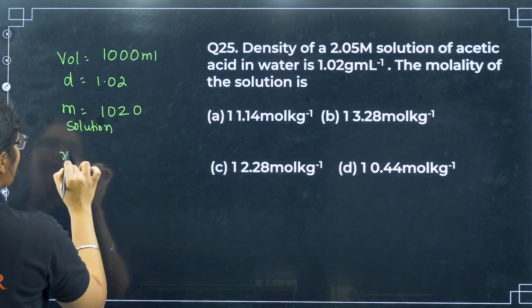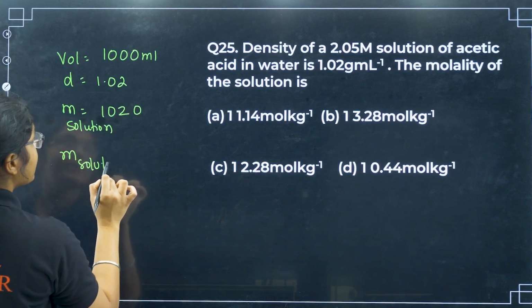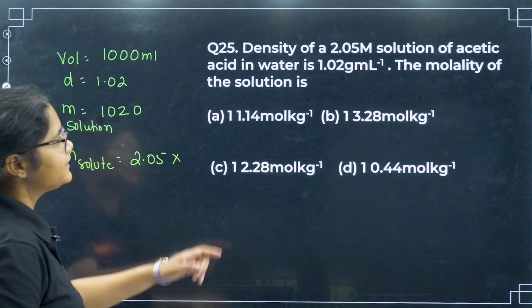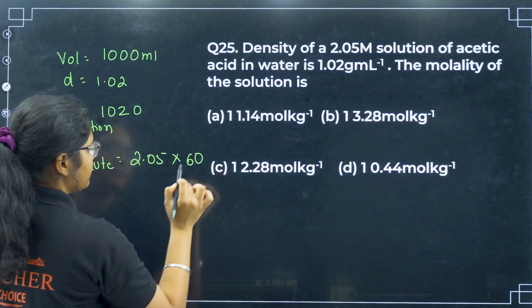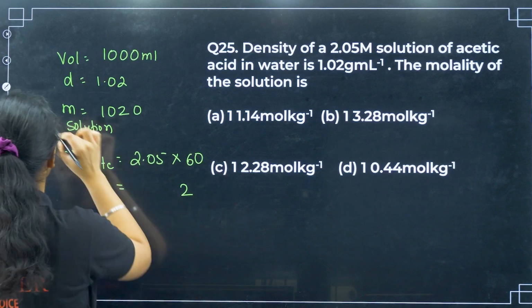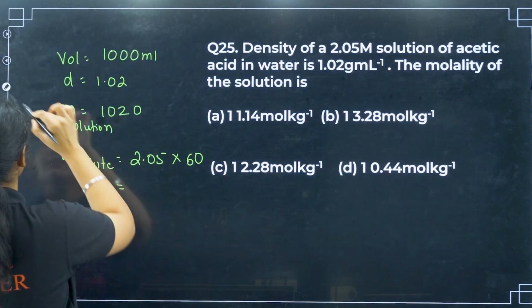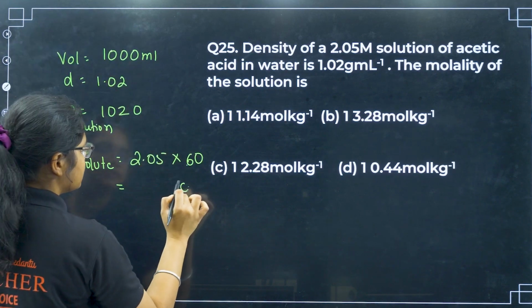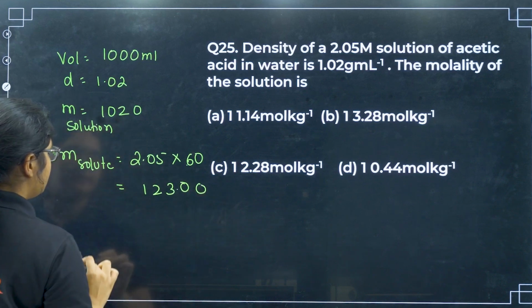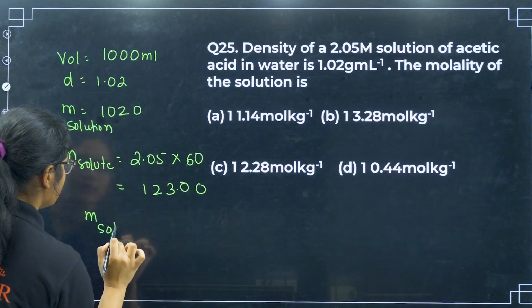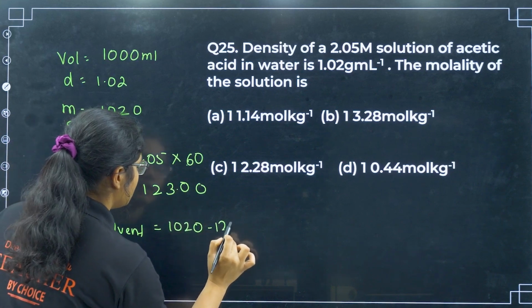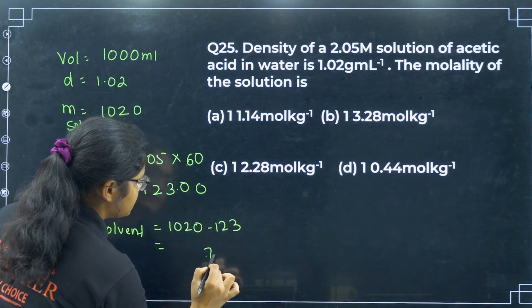Next, what is the mass of the solute here? I have taken 2.05 moles of acetic acid. Acetic acid mass is 60. So 6 5s are 30, 6 2s are 12, so I will have 123. So what is the mass of the solvent? Mass of the solvent will be 1020 minus 123.